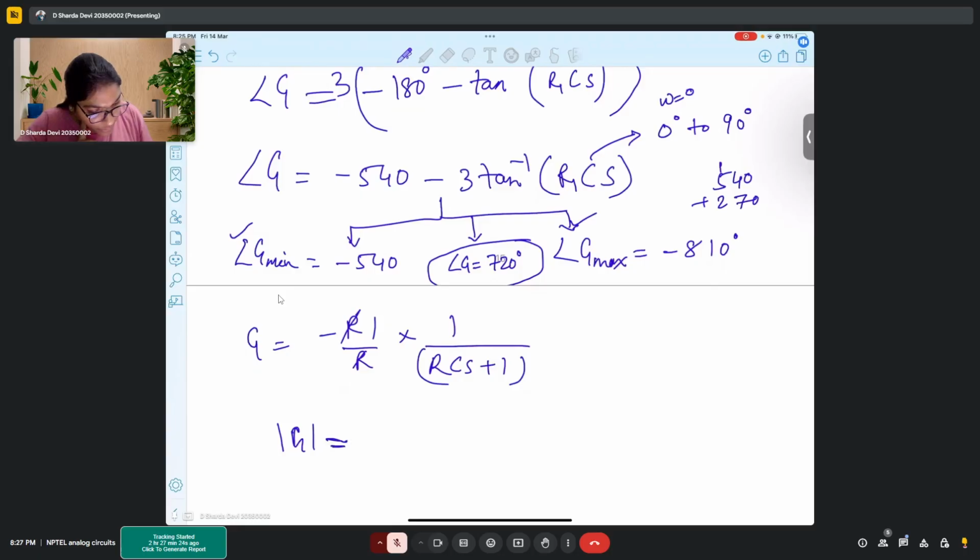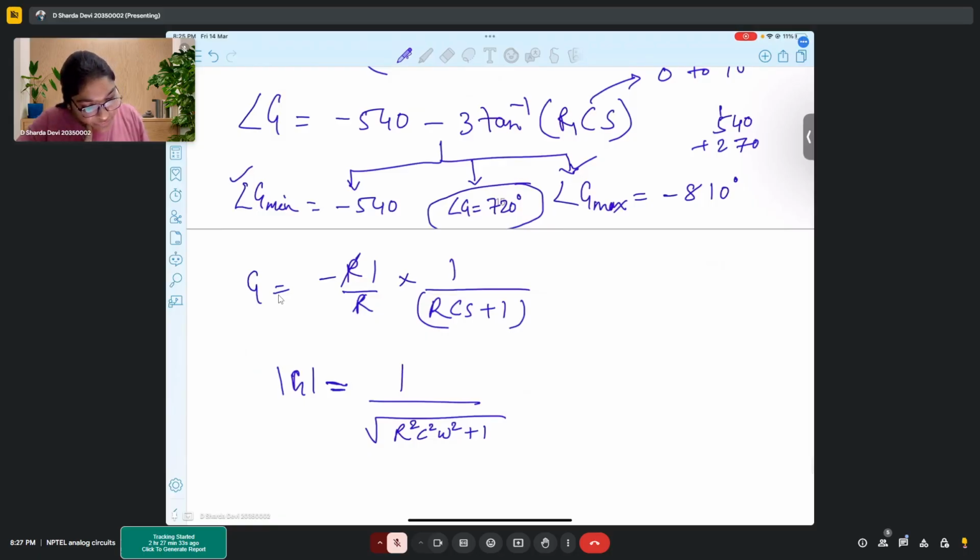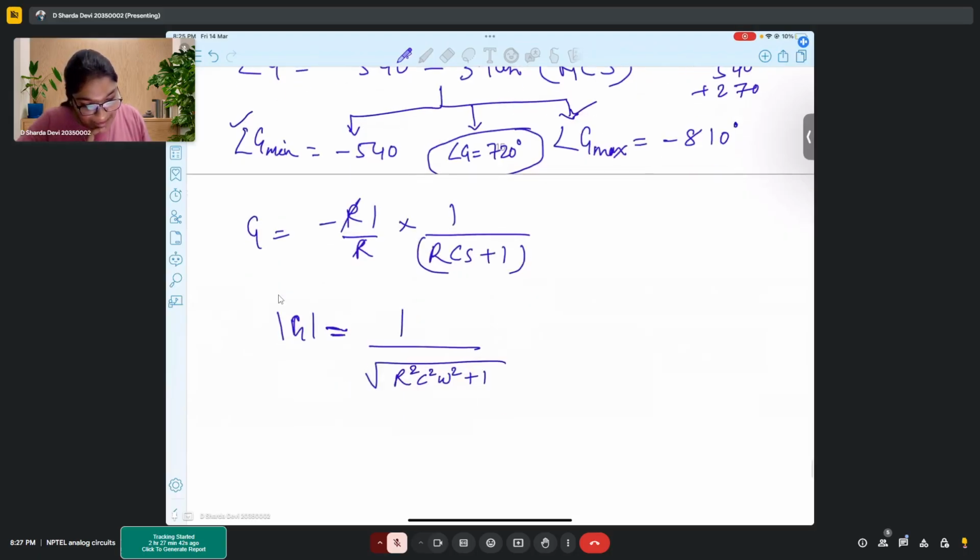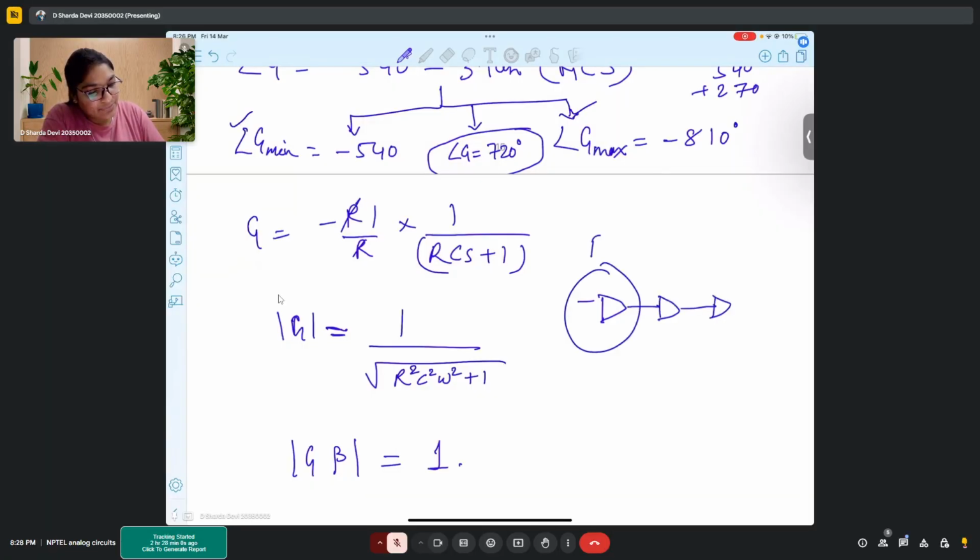Mod of gain, if I want to calculate the gain, how will my gain look like? It is 1 over the square root of R square C square omega square plus 1, right? This is the gain for, let's say, my forward path. Now in my feedback path, what I need is G into beta should give me 1. So there is feedback. So there are 3 op amps. Let's say one I consider for forward path, and this one I consider for beta, and all are same.